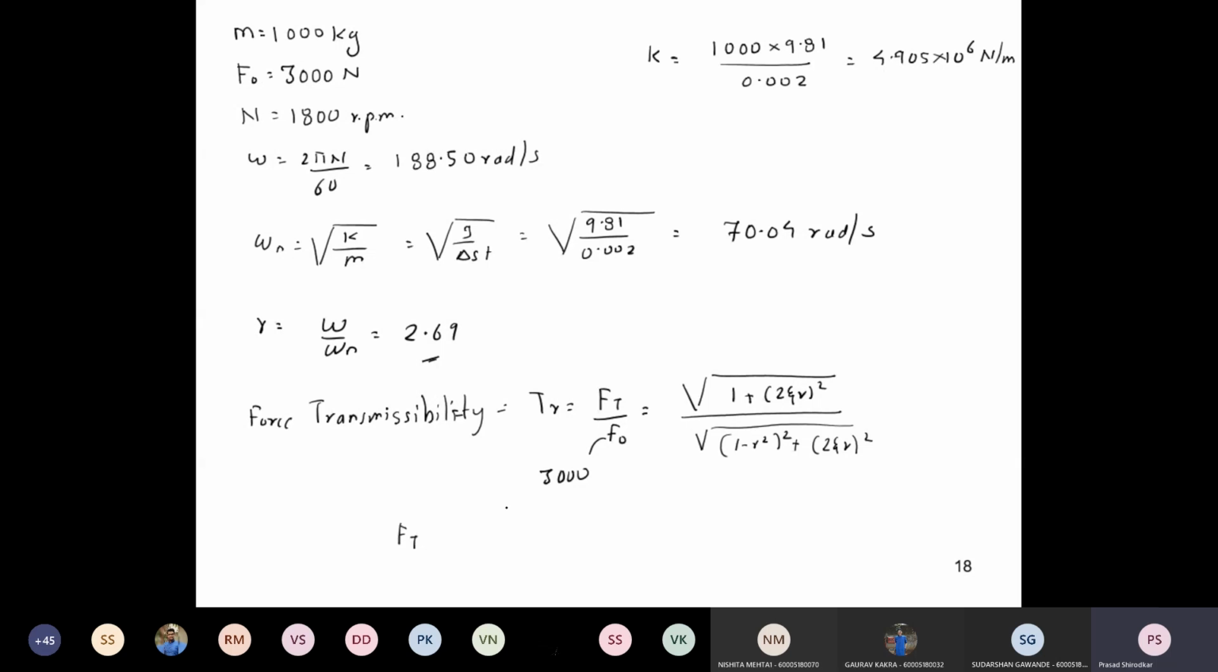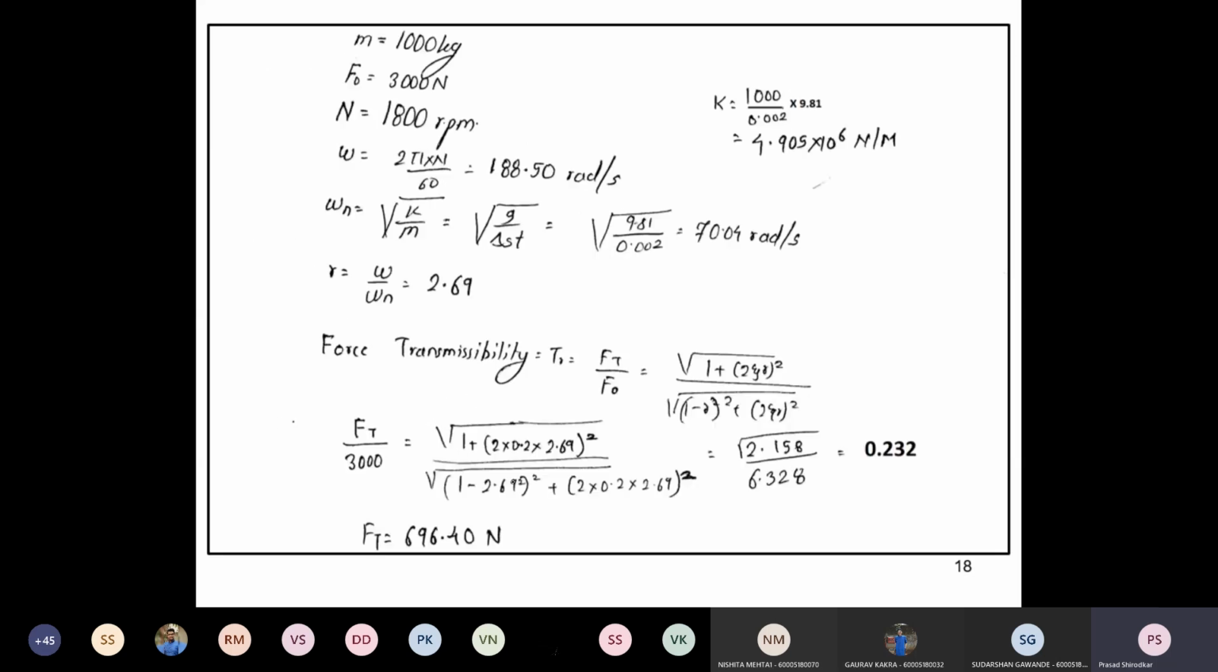Alright. So substitute the values in the equation. So Ft by F0, the right hand side, after substitution becomes something like this. Right. And zeta is given as 0.2. So Ft becomes 696.40 newtons.